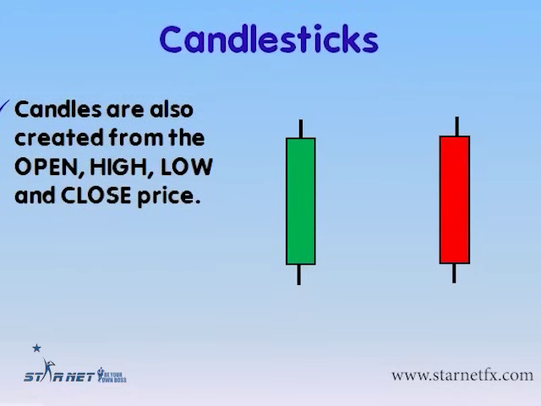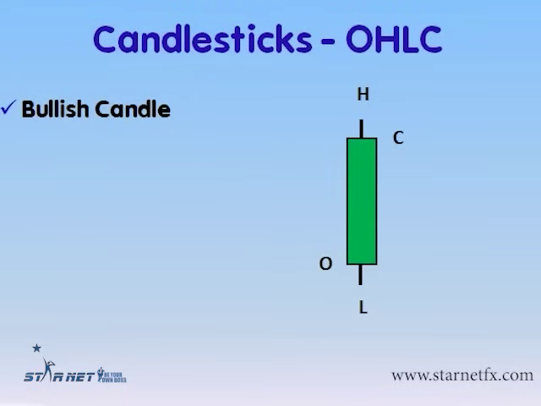The good news is that even though candles look different, they actually display exactly the same information as the open, high, low, close price bars. Candles are defined based on the relationship between the open, high, low and close price. A bullish candle is represented by a green body, with the open being at the base of the real body here, the low price being the lower point of the lower tail, the high price being the high point of the upper tail, and the close price represented by the top of the real body here.